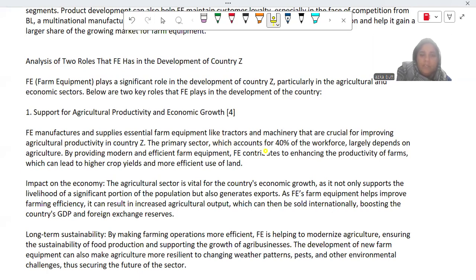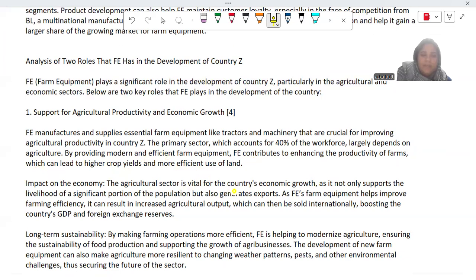And the primary sector, which accounts for 40% of the workforce, largely depends upon agriculture. So by providing modern and efficient farm equipment, FE contributes to enhancing the productivity of farms, which can lead to higher crop yield and more efficient use of land. So how will this impact the economy?